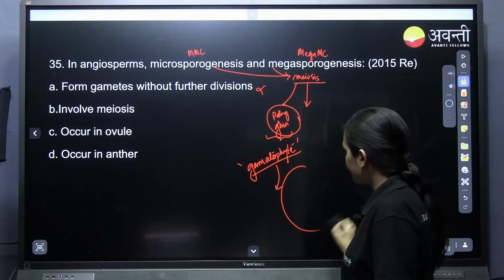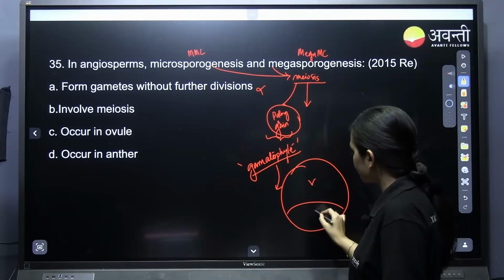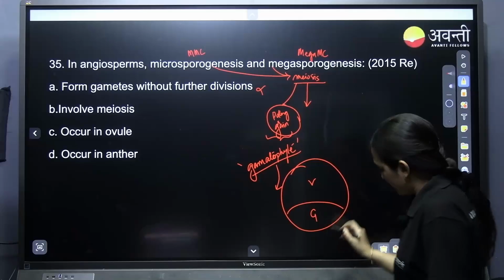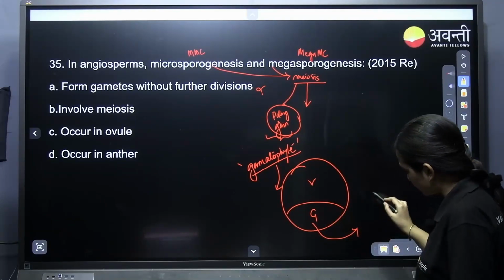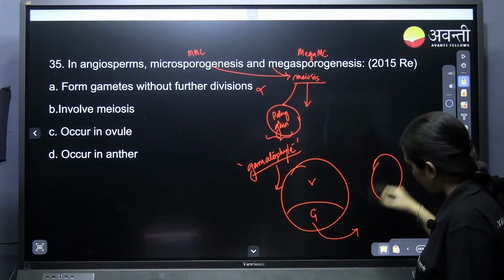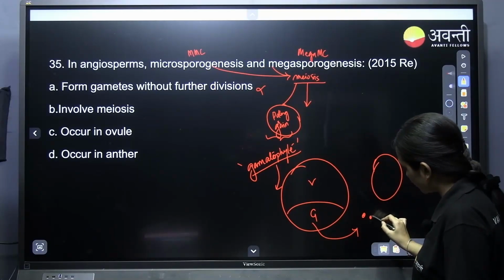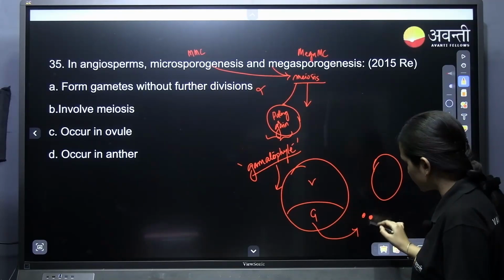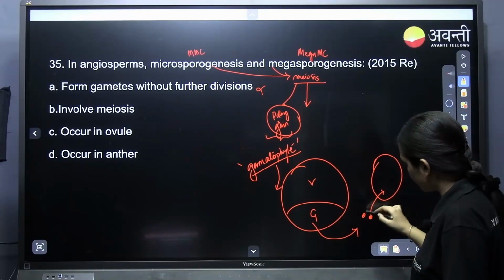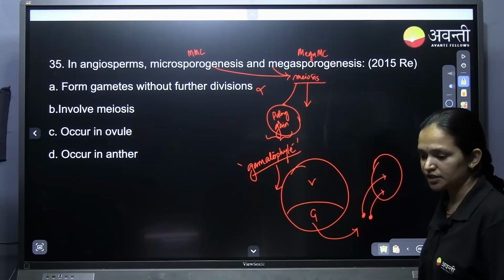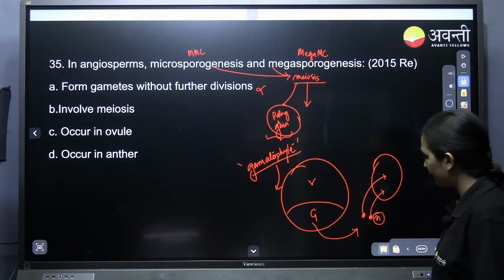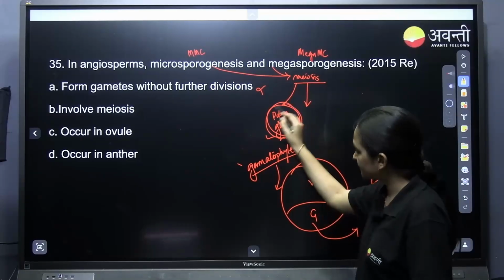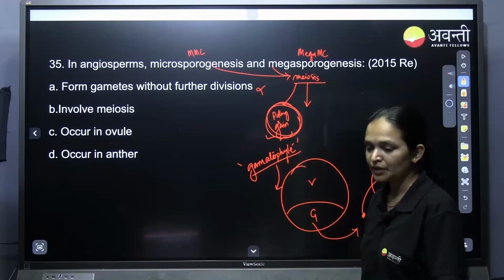So this pollen grain has two cells: one is the vegetative cell and the other is the generative cell. When the generative cell forms a pollen tube going to the embryo sac, it undergoes mitosis and divides into two, and one fuses with the egg, one fuses with the polar nuclei. This is the male gamete. Understood? This particular thing is called the male gamete, and the pollen grain is a male gametophyte.